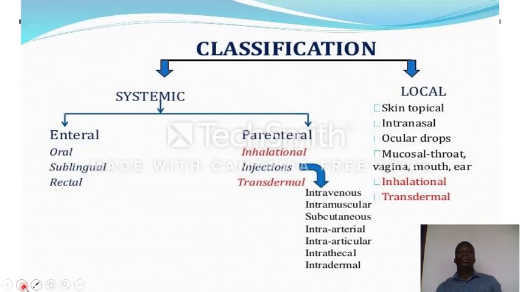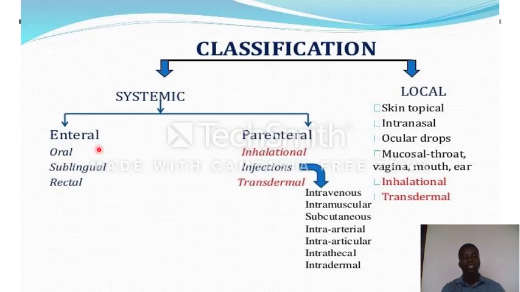Okay. Now, classification of routes of drug administration. Routes of drug administration have been divided into two. We have systemic and then local. When we say systemic, it means that when you use this route, the drug is going to get into the systemic circulation for you to have its effect. The drug will have to reach the systemic circulation for it to start working. So under the systemic, we have enteral and parenteral.